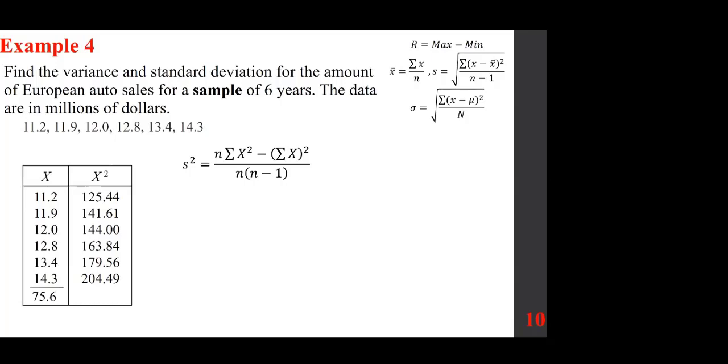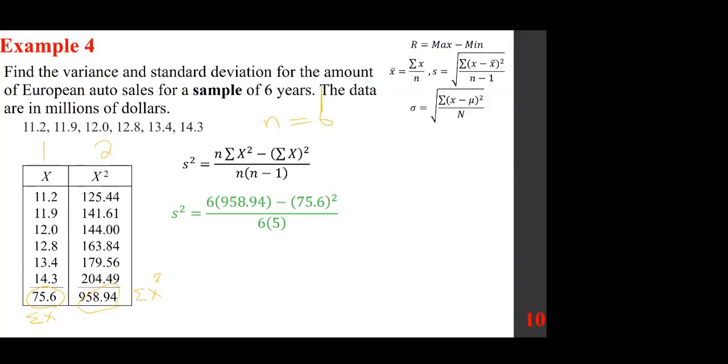Now, when you add up the first column, this one is the summation of x. When you add up the second column, this one is the summation of x squared. And so we put that into the formula. And remember, n is 6, by the way. n, which is 6, times 958.94 minus 75.6 quantity squared, divided by n times n minus 1, 6 times 5. And it gives us s squared.